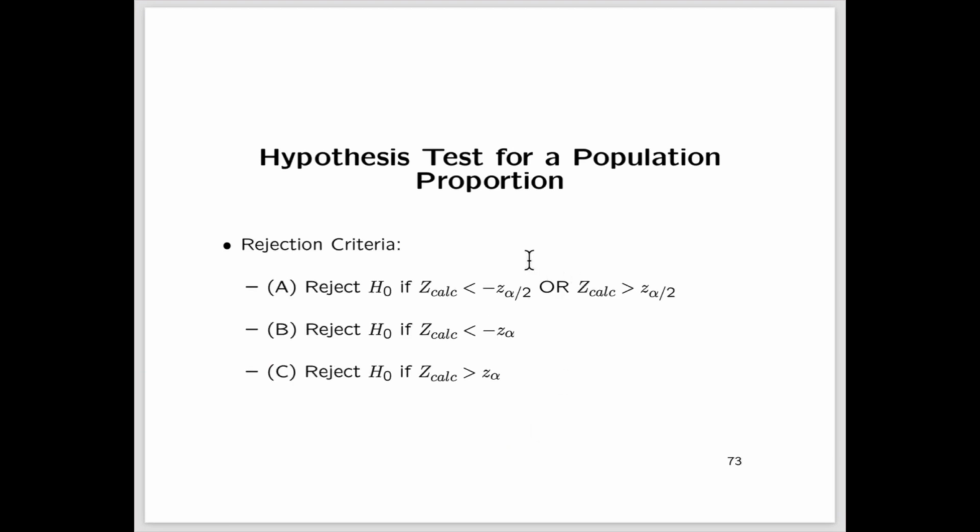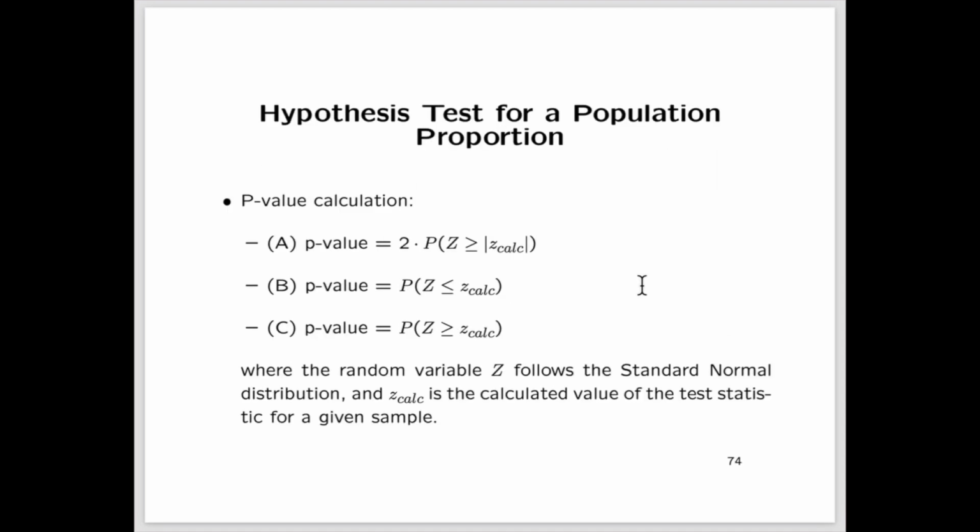okay? And then the rejection criteria are the same form. In fact, it's exactly the same as the rejection criteria for the z-test, because the critical points come from the standard normal table. All right, and then the p-value formulas are also exactly the same as they were for the z-test, again, because the standard normal distribution is the reference distribution for this large sample test.